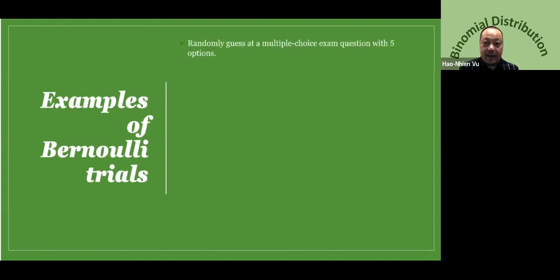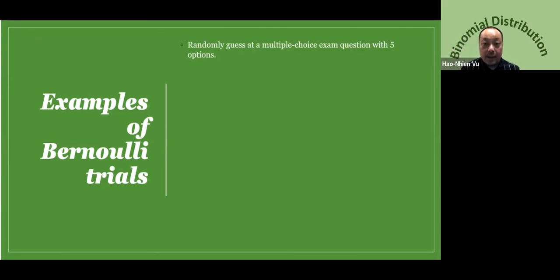If you randomly guess at a multiple choice exam question with 5 options, then there are 2 possible outcomes. Either you get it correct or you get it incorrect. And I guess most of us would define success as getting it correct. If we define it that way, then the probability of success is P equals 0.2, 1 out of 5.